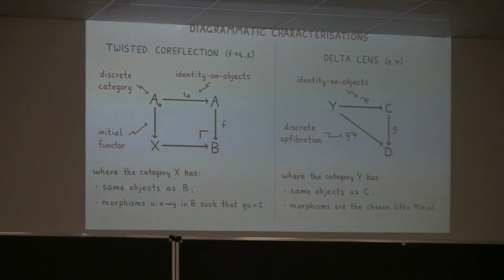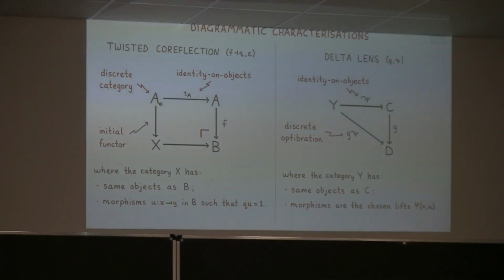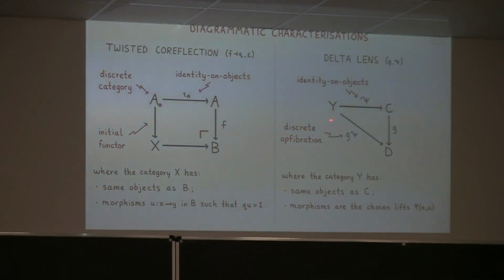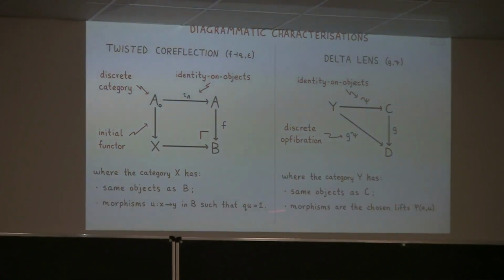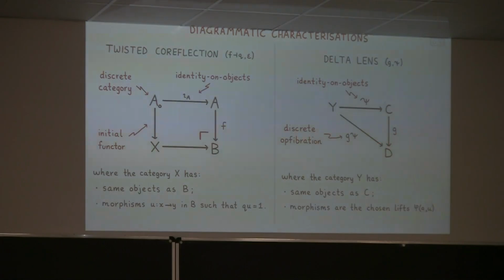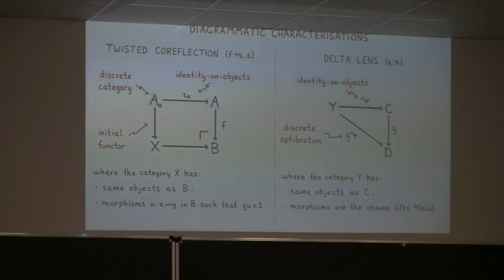These delta lenses also have a nice diagrammatic definition in Cat. It's just a functor together with an identity objects functor which composes to be a discrete opfibration. The idea is that this category Y has the same objects as C, and whose morphisms are just chosen lifts which are determined by this opfibration. And again, we can go back the other way. If we have any diagram like this, we get a unique, canonical delta lens structure on this functor G, and these things are in one-to-one correspondence. Great.